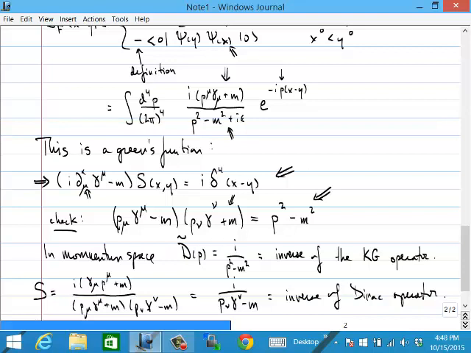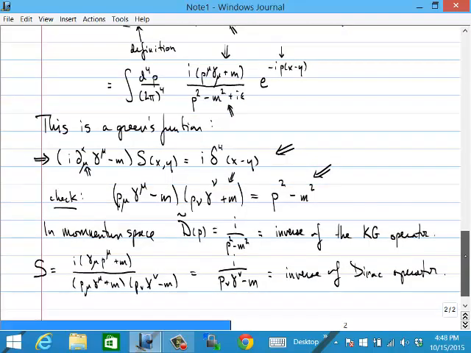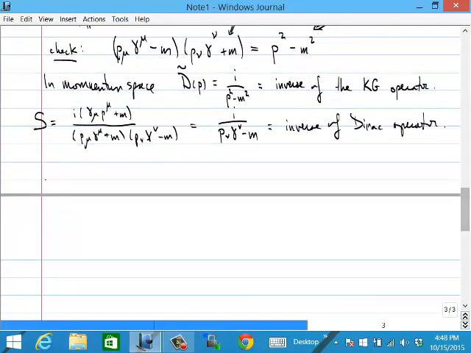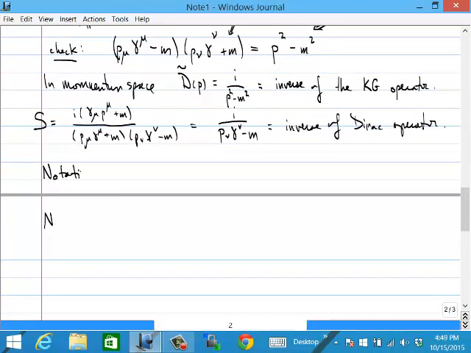Before I end, I just want to introduce one final bit of notation. I haven't introduced it so far, just because we were only getting to know spinors and gamma matrices and stuff like that, and I didn't want to overwhelm you with notation.